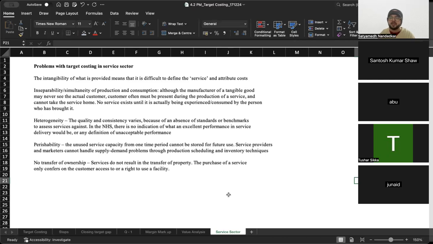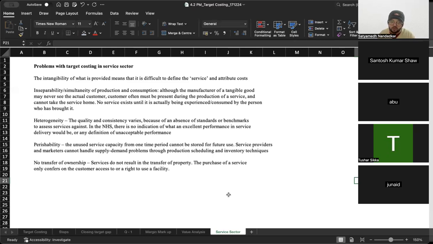And the services are never homogeneous. They will change depending on the situation. You cannot again have very specific defined benchmarks the way you have for products. Like, if you are manufacturing chocolates, you know that for one bar of chocolate, the weight should be so and so, the ingredients should be XYZ. But in the case of the service sector, it is difficult to define that. Now, the services are also perishable in nature. The unused service capacity from one time period cannot be stored for future use. Service providers and marketers cannot handle supply demand problems through production scheduling and inventory techniques.